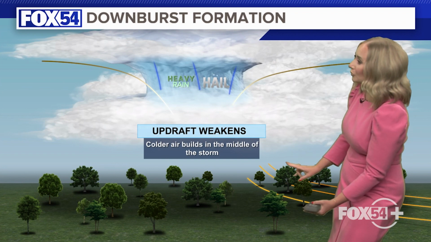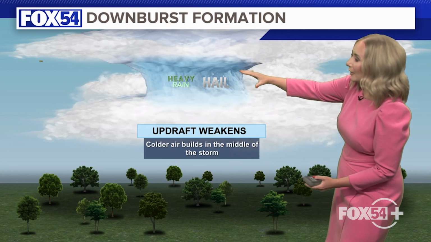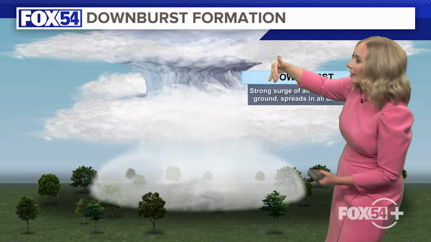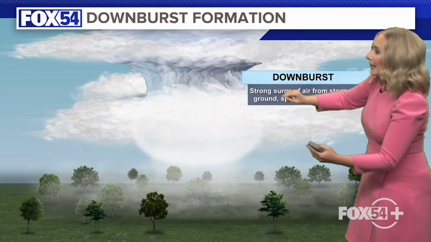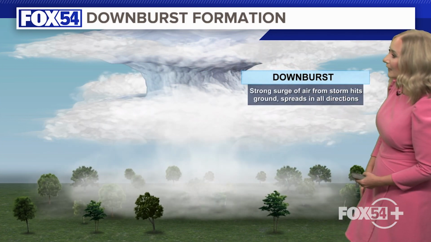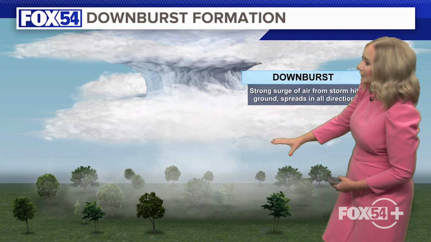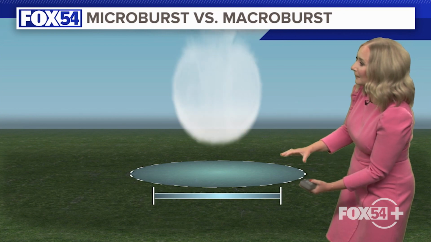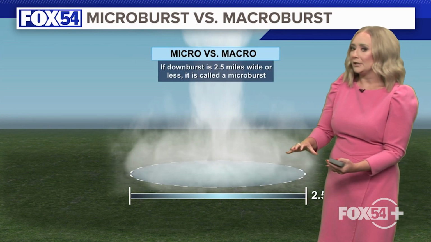The updraft will start to weaken, colder air will begin to build in the middle of the storm where we typically see the hail and heavy rains start to form, and then we have a strong surge of air from the storm that's going to hit the ground and spread in all types of directions, so it's not just mainly focused on one particular area.